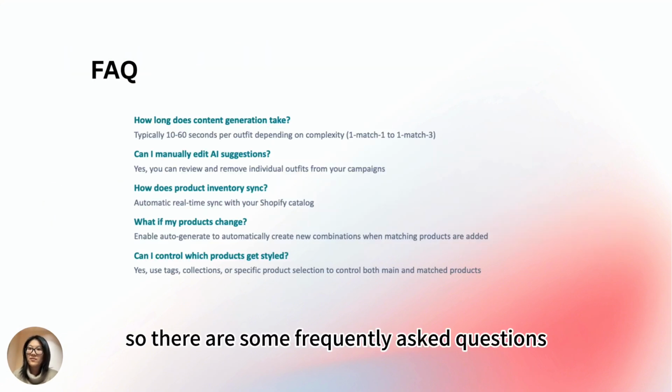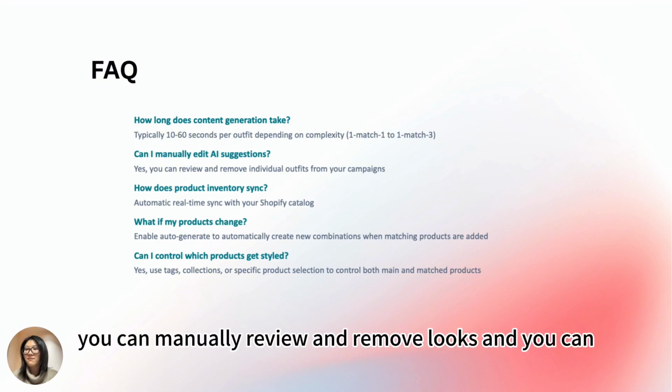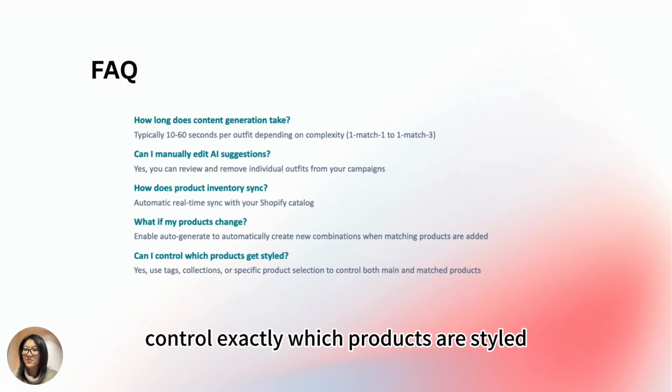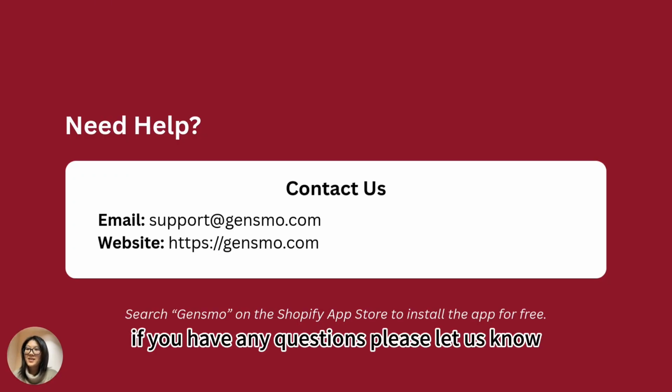There are some frequently asked questions. Basically, content generation is fast, and inventory syncs automatically. You can manually review and remove looks, and you control exactly which products are styled. If you have any questions, please let us know.